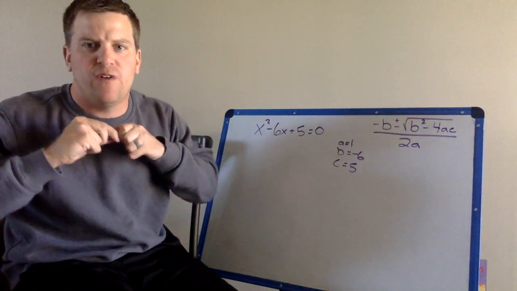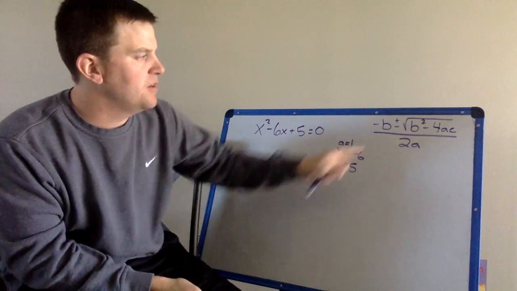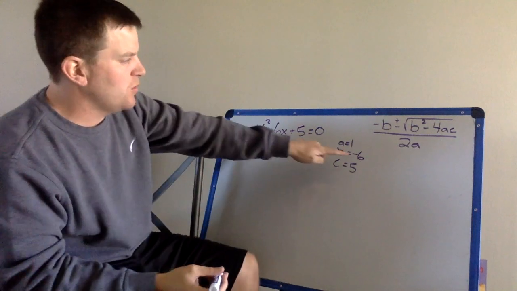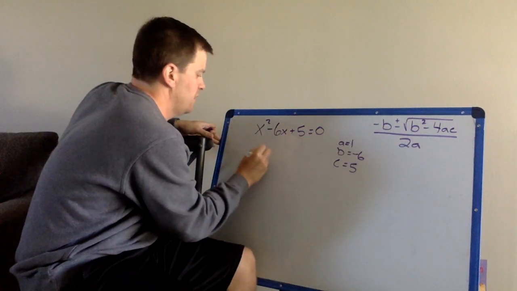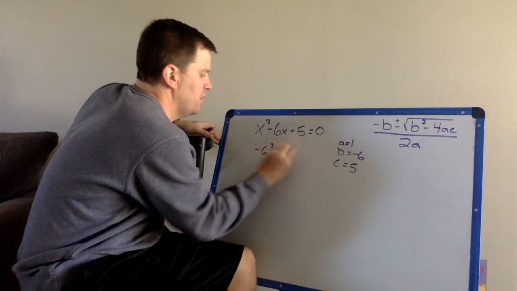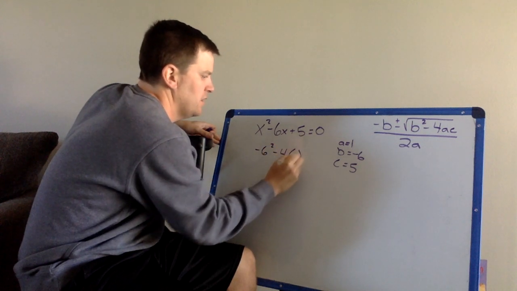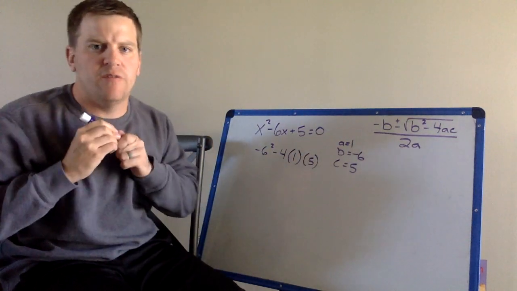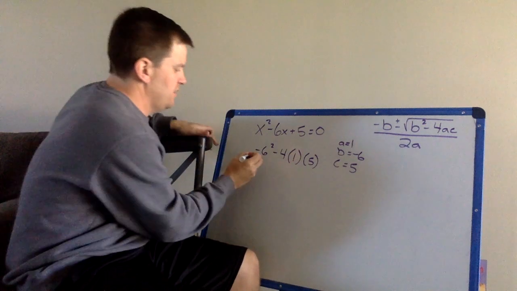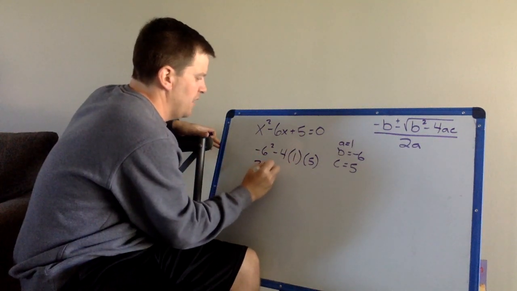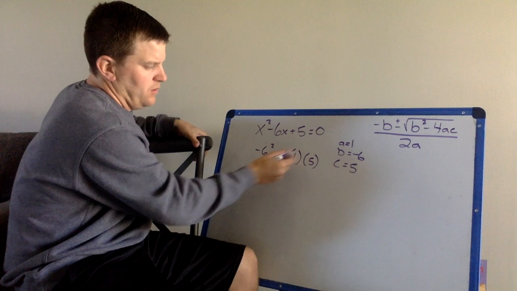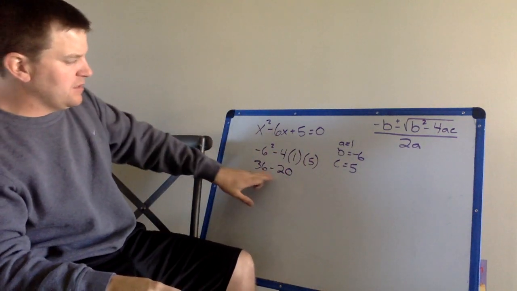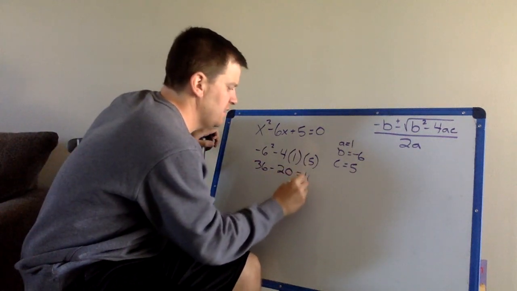Okay, we're going to stick with, let's find the discriminant first. Okay, and remember the discriminant, b squared minus 4ac, it's what's underneath the square root. Okay, so b squared, -6 squared, minus 4 times a is 1, times c is going to be 5. Okay, let's go ahead and solve this out. -6 squared, well, that's 36. Minus 4 times 1, which is 4, times 5, which is 20. All right, so what we have, 36 minus 20, is we're going to get 16.